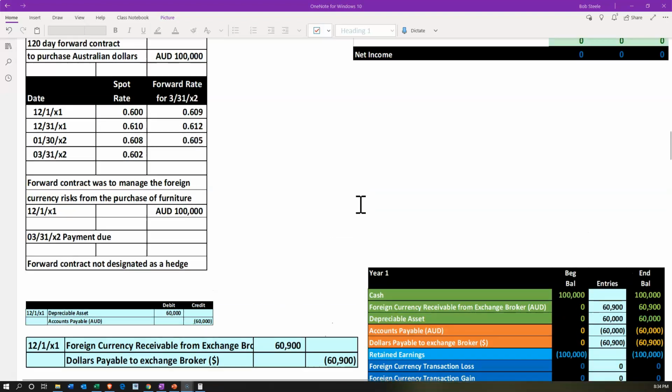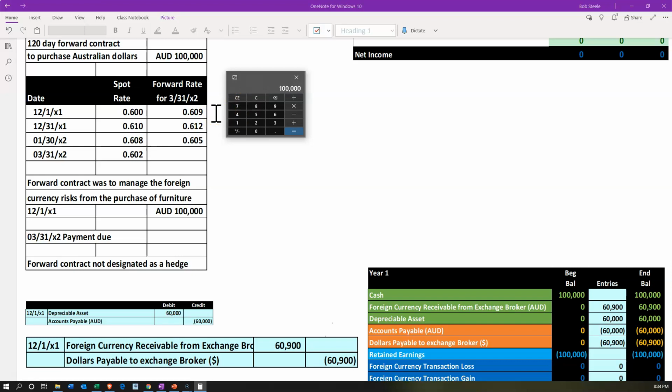So let's see what this will look like. Now, the difference here is when we put this on the books, the amount is not going to be the spot rate. The amount is going to be the forward rate. So we're taking the same 100,000. We're thinking about how much it will be worth in the future. We're predicting into the future, and that's going to be at 3/31/X2, the end of the contract. And as of December 1st, we believe that the forward rate, or the predicted rate at that point in time, is 0.609. So we're going to take the 100,000 times the 0.609. That's going to give our 60,900.